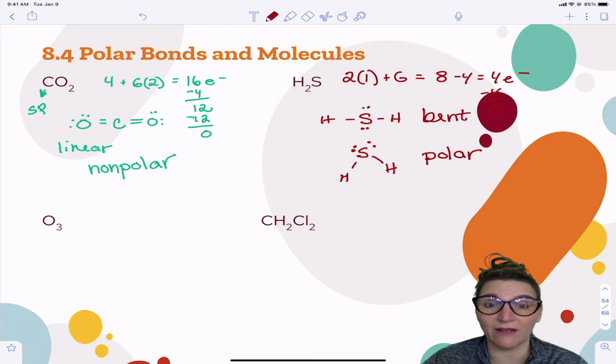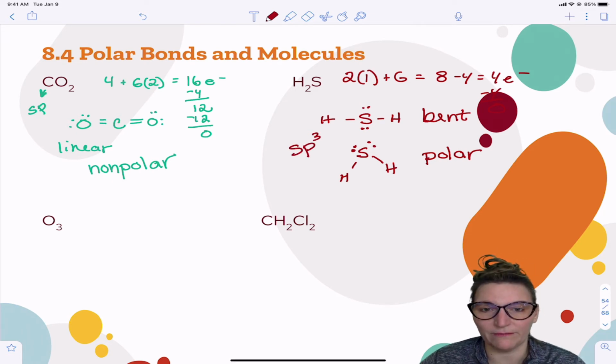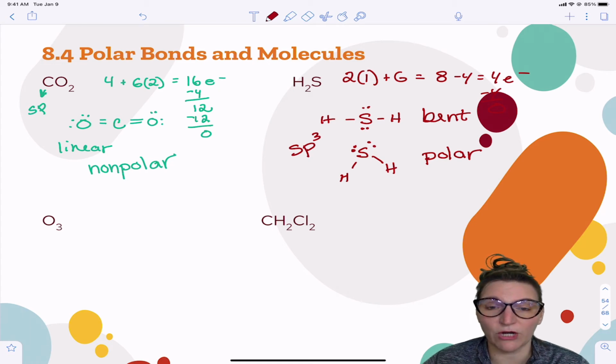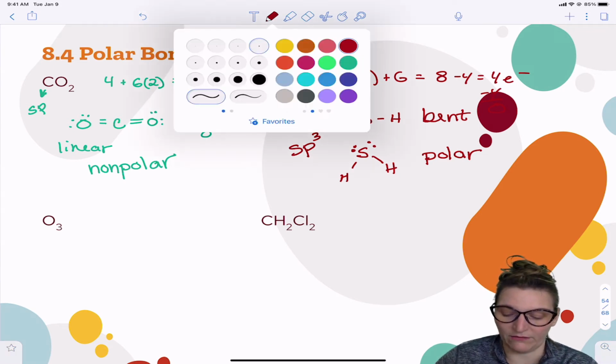Hybridization on the central atom, there's 4 electron domains around sulfur, so sp3. And if you go to the flow chart, remember, if there's lone pairs on the central atom, it's almost always polar, so it was real easy to use that flow chart.